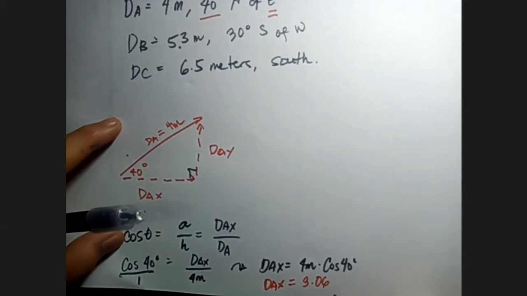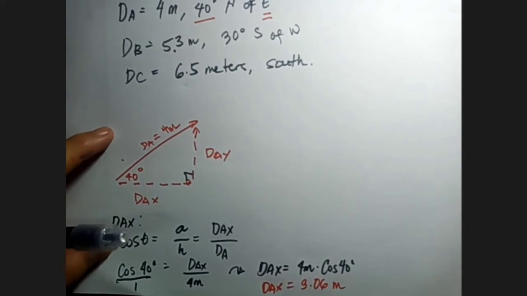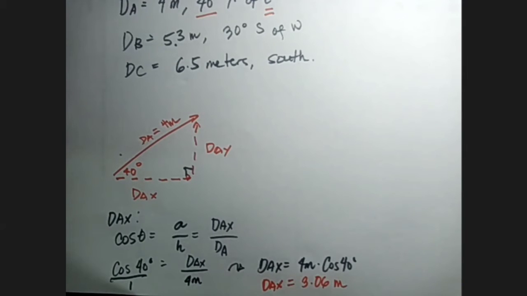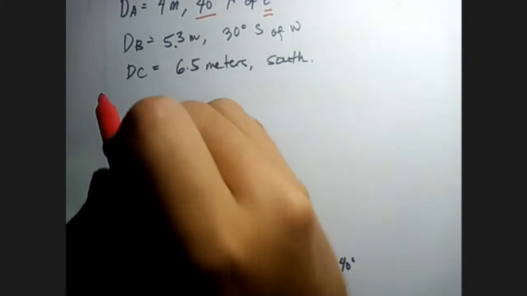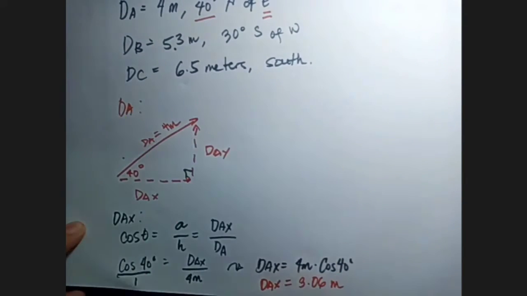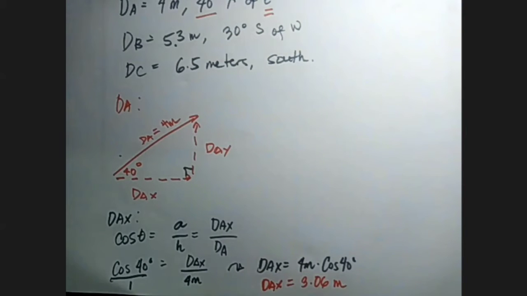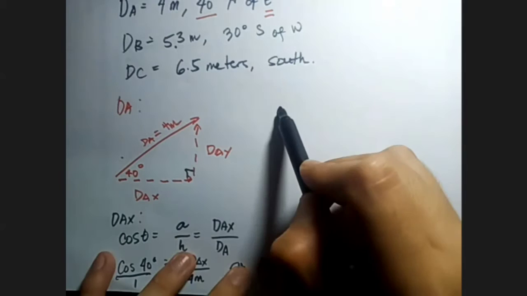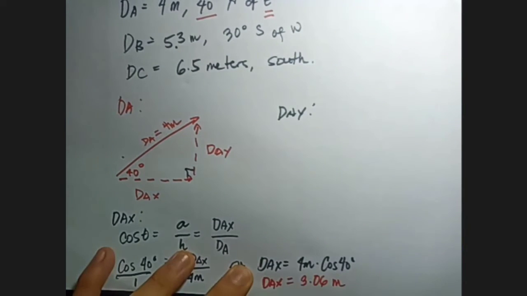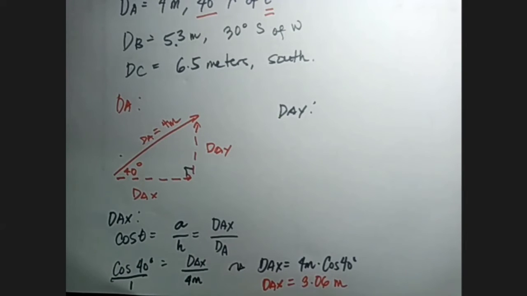Okay, meters. So that is the D sub AX of D sub A. Okay, sulat lang natin. Now let us determine the D sub AY. To determine D sub AY, that's not day, rather that is D sub AY.